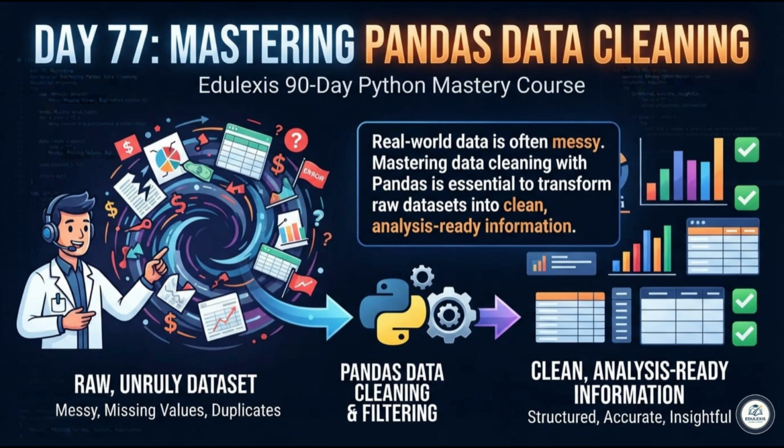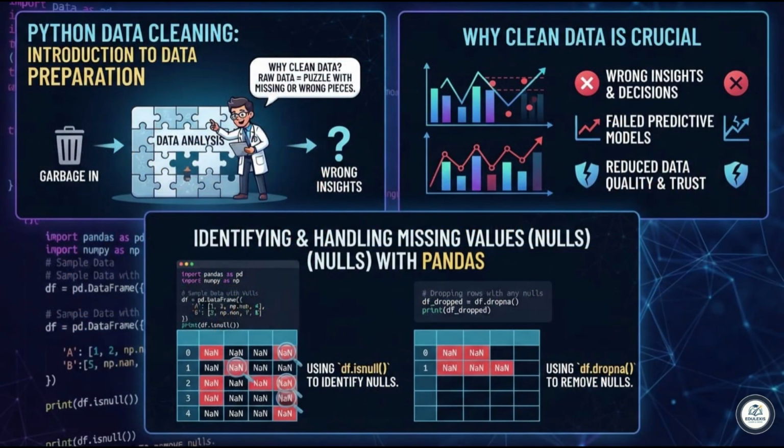Let's get started. Why do we need to clean data? Think of raw data as a puzzle with missing pieces or extra, incorrect parts. If you try to analyze it as is, your insights will be wrong, the classic garbage in, garbage out scenario. We are going to look at identifying null values, understanding how they affect calculations, and setting up our environment to tackle these issues head-on using Pandas methods like isnull and dropna.